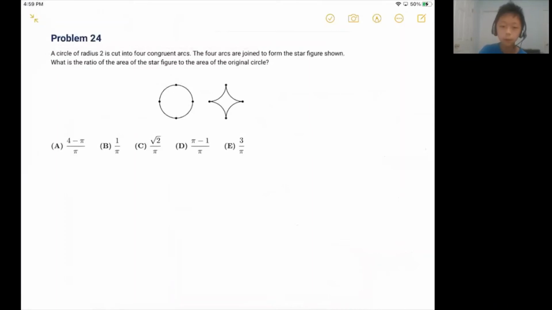So question 24 is a geometry problem. In this question, we're given a circle of radius 2, and it's cut into 4 congruent arcs. And the 4 arcs are joined to form the star figure below. We want to find the ratio of the area of the star figure to the area of the original circle. So we basically want the ratio of the area of the figure on the right to the area of the figure on the left.